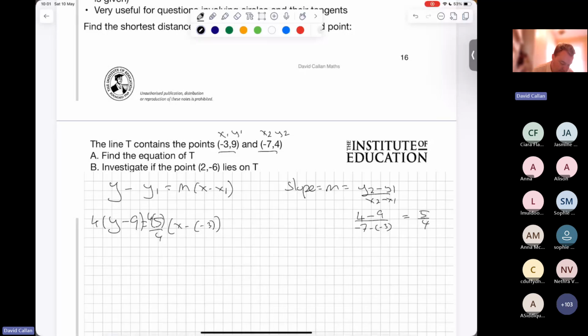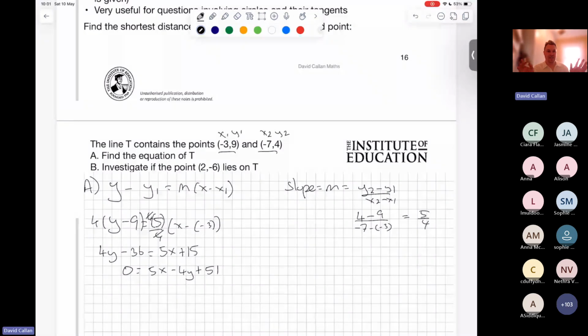So I have 4y minus 36 is equal to, now multiplying and dividing by 4 means you get to just cross it out, which is great. And then that's 5x, and then minus 1 is plus 3, so plus 15. Everything over to one side, 0 is equal to 5x minus 4y, and plus, and that's going to be 51, I believe. Did I do that right? I did, good. Okay, so that's part A done there. Grand, let's say you're all professionals at that. No bother to you, I'd imagine, right?